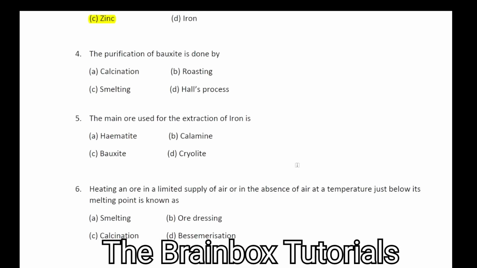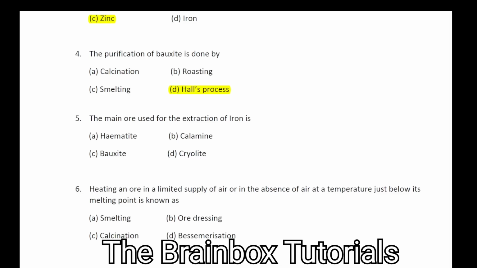Question number 4. The purification of bauxite is done by, options are number A, calcination, number B, roasting, number C, smelting, and number D, Hall's process. The correct option is number D, Hall's process. In metallurgy chapter, you know the extraction of aluminium, Hall-Héroult process, Bayer's process, that is extraction of aluminium and then refining of aluminium, both are very important.